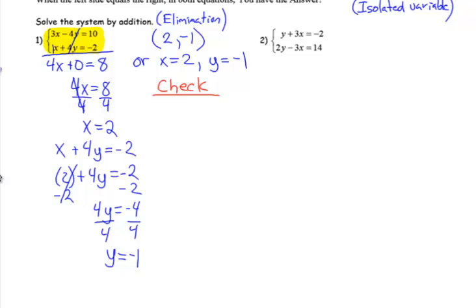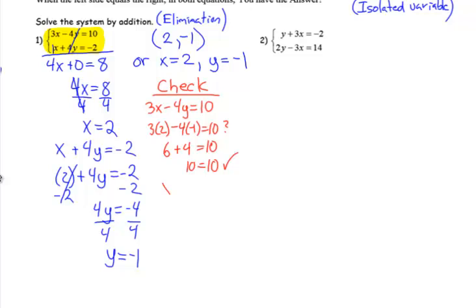It's got to work in both of them. So the first equation, 3x minus 4y equals 10. Well, let's substitute: 3 times 2 minus 4 times -1. Does that equal 10? So 6 plus 4 equals 10. 10 equals 10. Check. But it's not enough for it to only work in one.